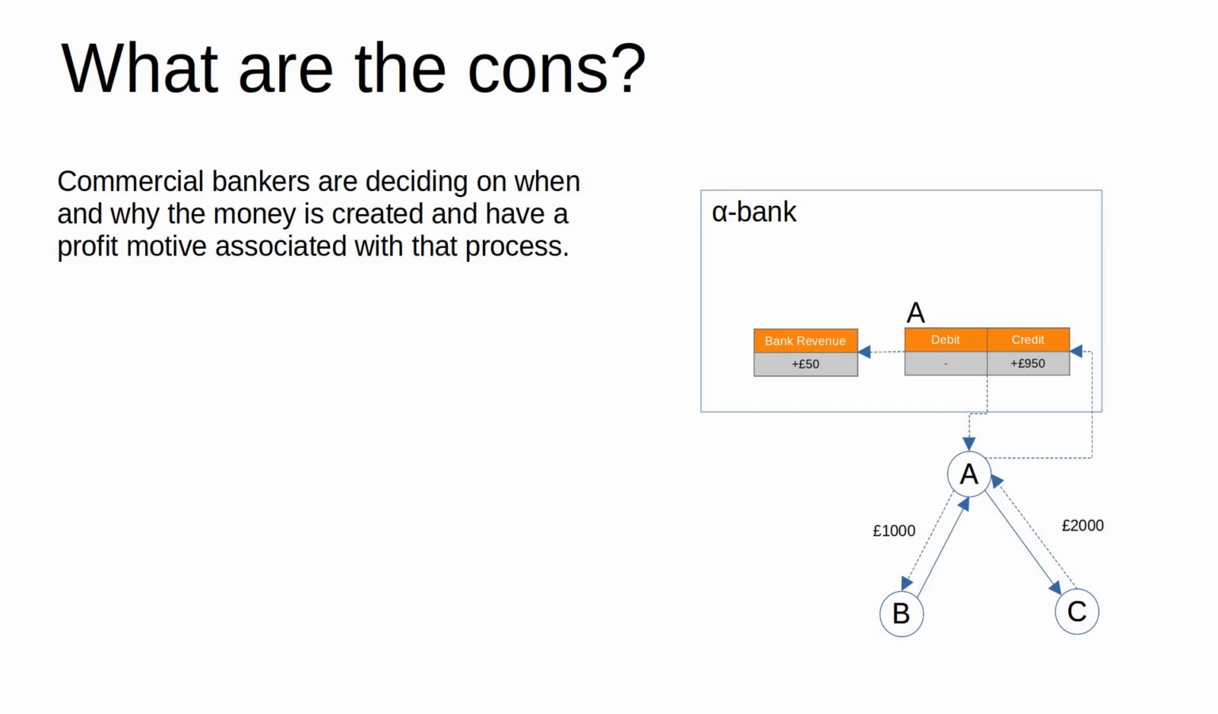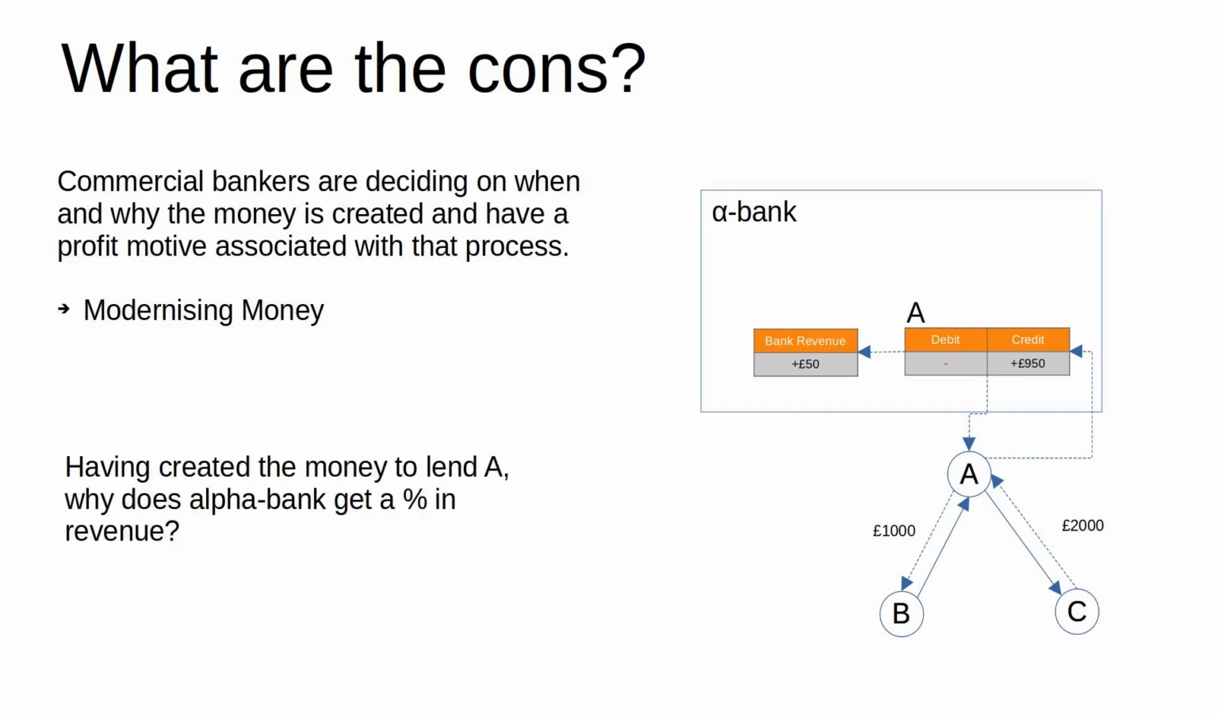This is the thesis of the book Modernising Money by Andrew Jackson and Ben Dyson, and we'll come back to that in a bit. My other issue with this mechanism is the interest charge made by the bank. Let me explain. Consider the situation where the loan is for £10,000. In this case, the bank now gets £500 in revenue from the loan. Why is that a problem?